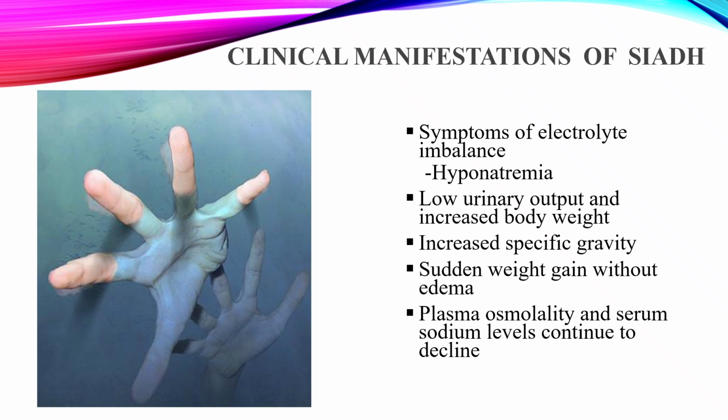They're going to be hyponatremic. This patient, SIADH, they're soaked inside. They're going to have excess volume inside their body because their kidneys aren't being told to urinate. So they're going to be hyponatremic. They're going to have a low urinary output and increased body weight from all that extra fluid. They're going to have an increased specific gravity, and the plasma osmolality and the serum sodium levels will decline.